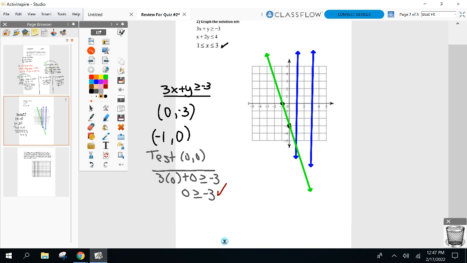Did we not do the other one? I should get close to the origin. Test the coordinates, as long as the shading doesn't pass through the line. Correct.